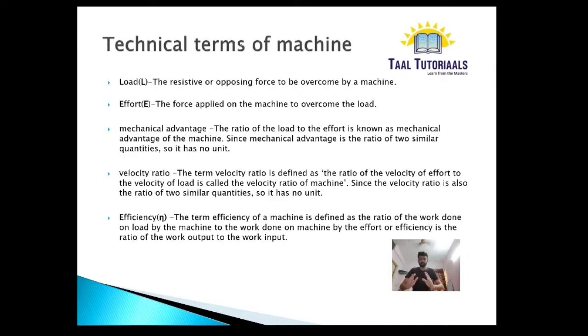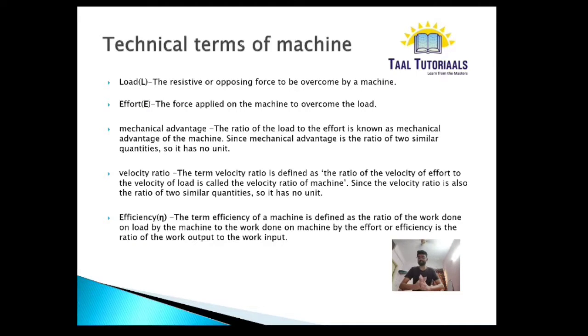Now, before going to efficiency, I wanted to make sure that you know two things, that is work input and work output. What is work input? The work done on the machine by the effort is known as work input. And what is work output?